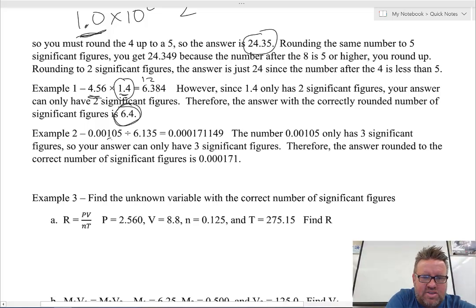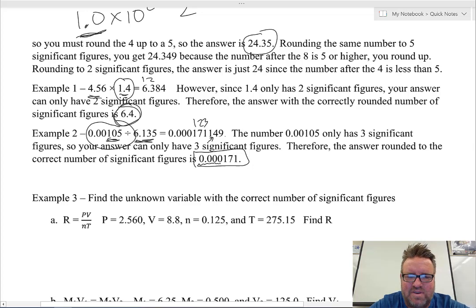So this has 3 significant figures. This has 4. So since 3 is less than 4, our answer can only have 3. So we count 1, 2, 3. The next number after that 1 is also a 1. So therefore, we don't have to round that 1. So our final answer is just 0.000171. Remember these zeros right here, these are leading zeros. Those are not significant.